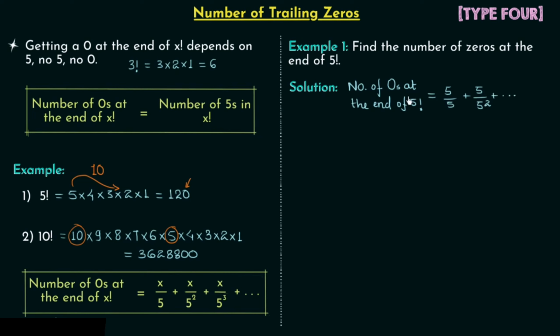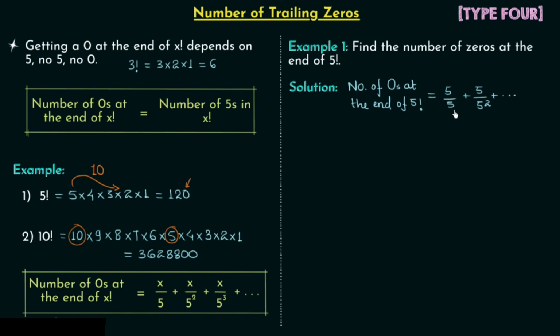When you compare 5 factorial with x factorial, you will find here in place of x we will have 5, and then we will divide 5 by 5 raised to power 1 plus 5 divided by 5 raised to power 2 plus so on. I stopped at 5 divided by 5 squared because from this division we will get the integer part equal to 0, and similarly all the upcoming divisions will give the integer part equal to 0. Now let us solve this.